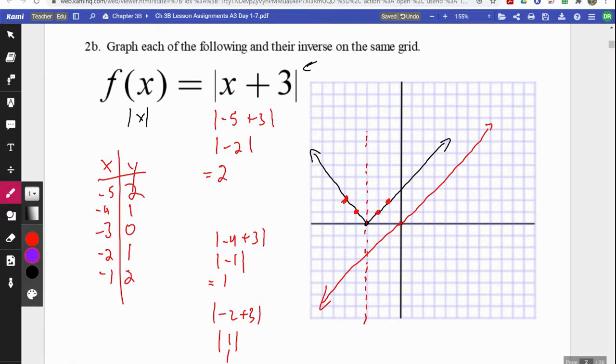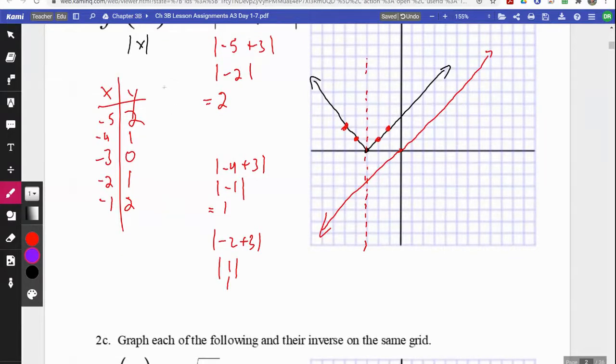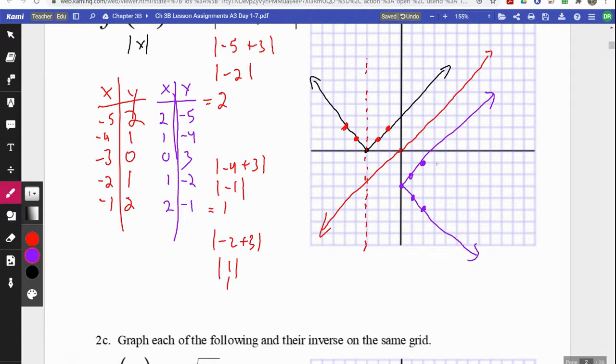Then we want the inverse. It would just be 2, -5; 1, -4; 0, -3; 1, -2; 2, -1. Now if we plot those points, 2, -5; 1, -4; 0, -3; 1, -2; and 2, -1, you can see it does look just like that. Basically, you can think of it as reflected over the line created by y equals x, or symmetric to that line.